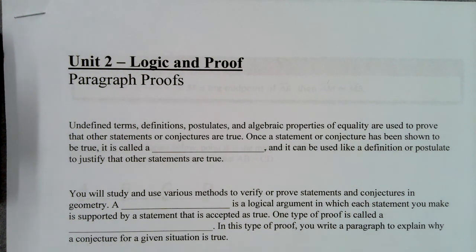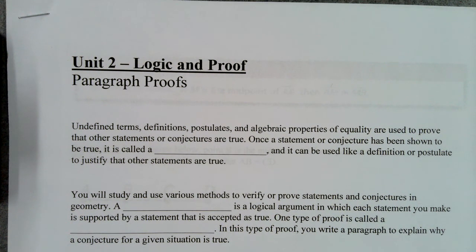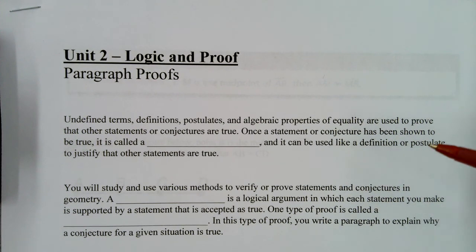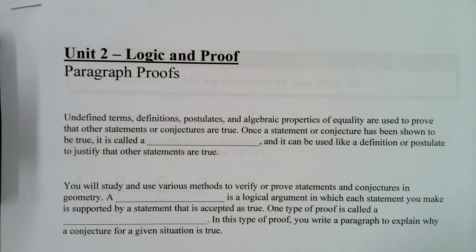Okay, so this is the next lesson in geometry. It's called paragraph proofs. So a few sentences to start. This first sentence says, undefined terms, definitions, postulates, and algebraic properties of equality are used to prove that other statements or conjectures are true. Once a statement or conjecture has been shown to be true, it is called a theorem.